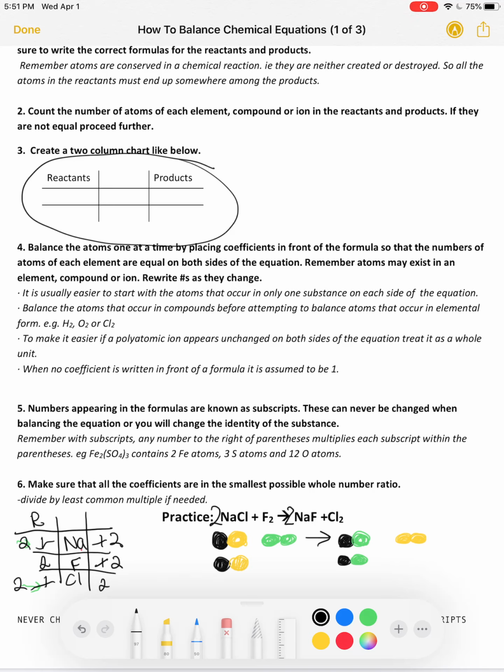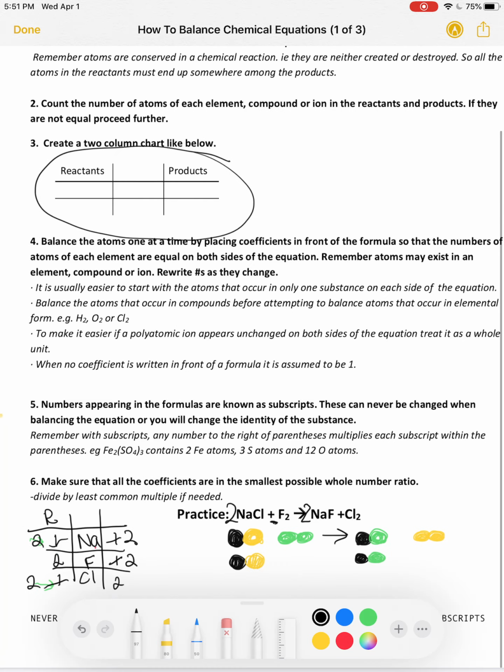So it takes 2 moles of sodium chloride, 2 molecules of sodium chloride, and 1 molecule of fluorine. So if there's no coefficient, you assume that it's 1, to produce 2 moles of sodium fluoride and 1 mole of chlorine gas. Okay, let's do some more practice using these tables.